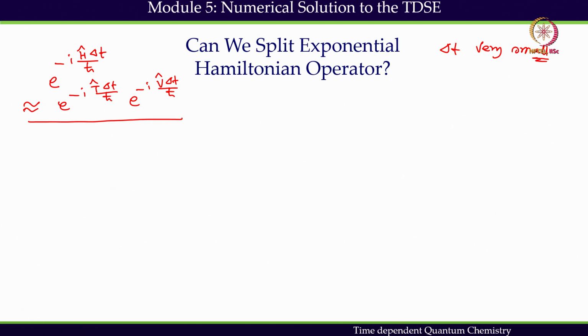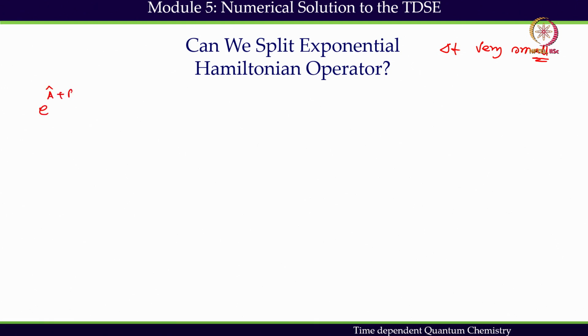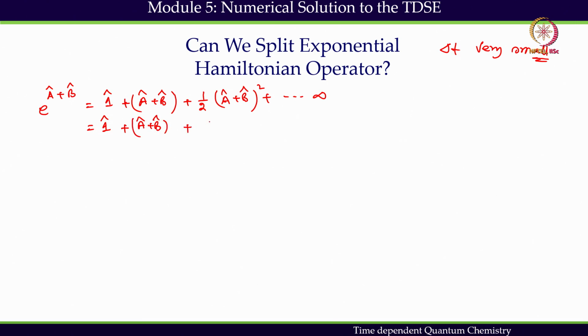So, first let us prove this one, that what will happen if I split it directly. If we split it directly, I have two operators, let us say a and b. I will be able to write e to the power a plus b is nothing but 1 plus a plus b plus half a plus b whole square like this, which is nothing but 1 plus a plus b plus a square plus b square by 2 plus ab by 2 plus ba by 2 and so on. So, this is the form of e to the power a plus b.